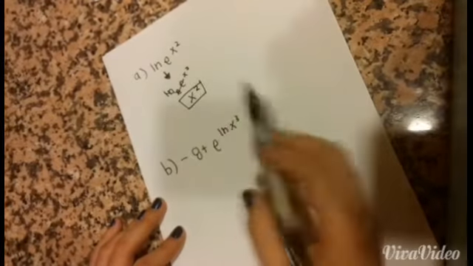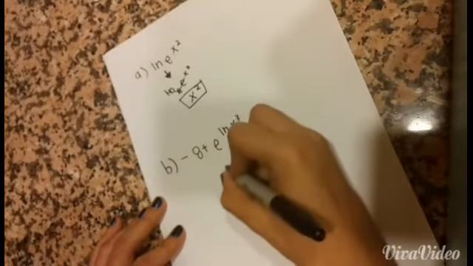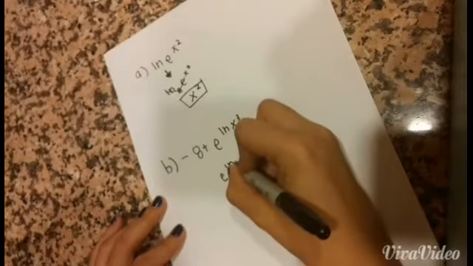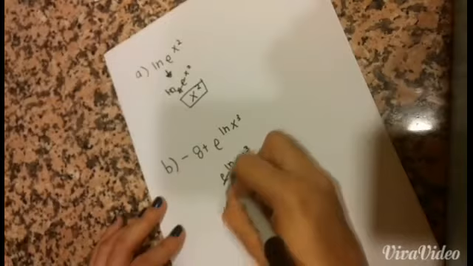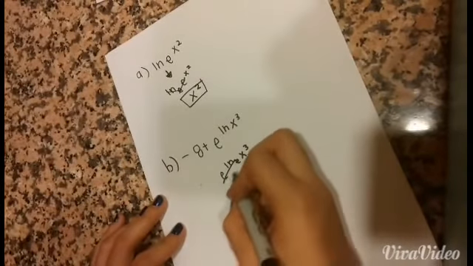Here, you can leave that alone for now. And as we did before, we can have e to the ln base e of x cubed. And so these cancel out, and you're left with x cubed.